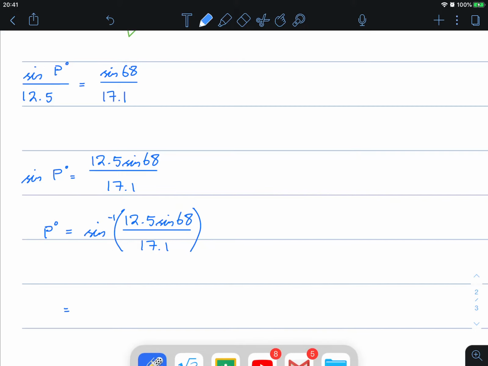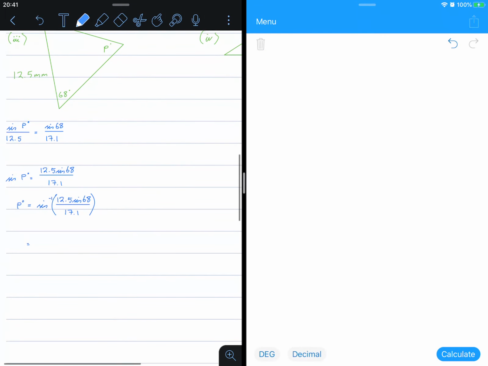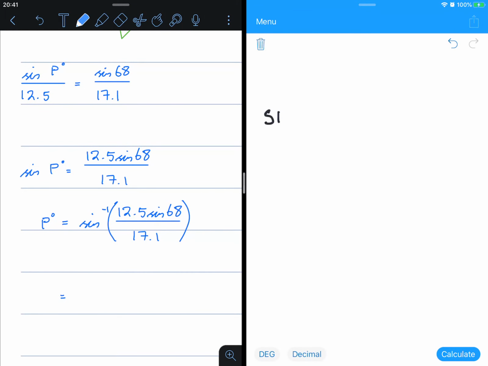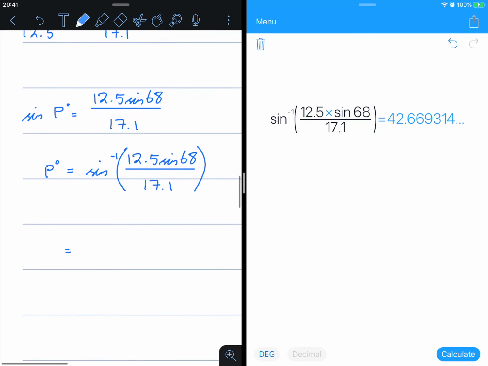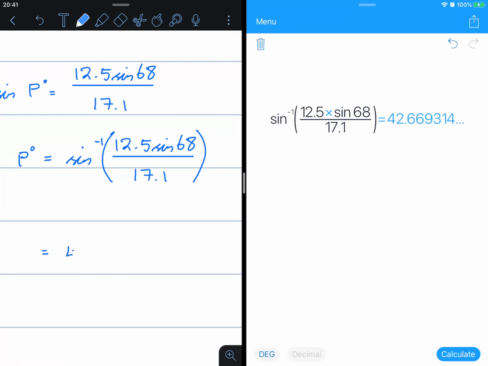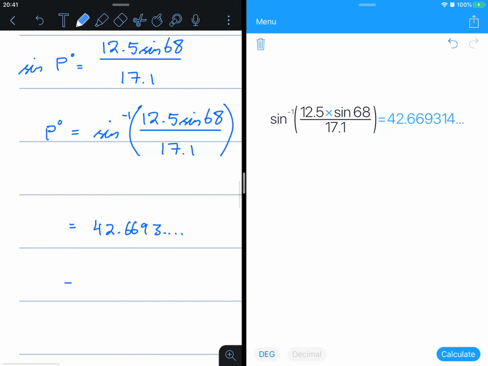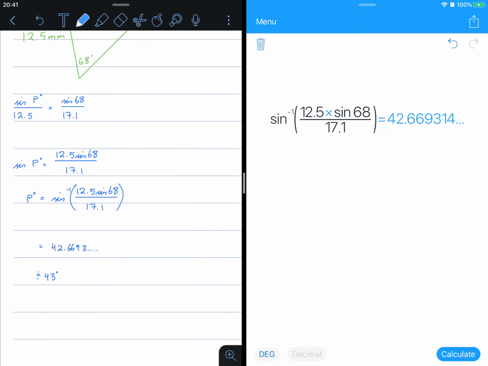And using a calculator to solve that, we will get sine inverse of 12.5 sine 68 over 17.1. To the nearest whole degree, this will give us 42.6693, which approximates to 43 degrees, the nearest whole degree.